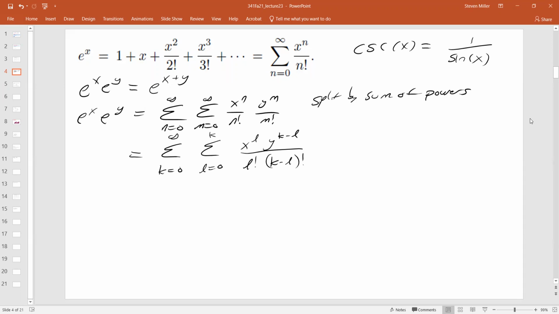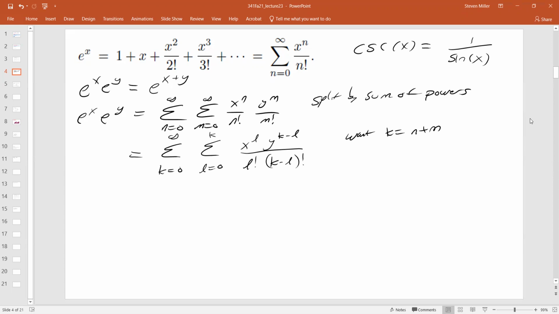So what I'm saying is, look, whenever you have x's and y's together, take and group together the ones where the power n plus m is equal to k. So basically, we want k to be n plus m. So really, what letter could I use for L if I wanted to? I could just keep L as equal to n. I'm just grouping things together.